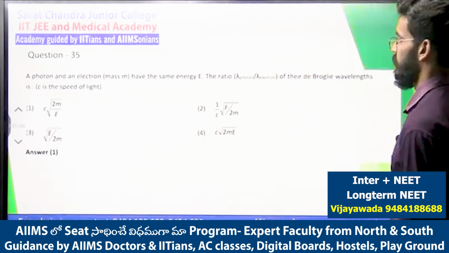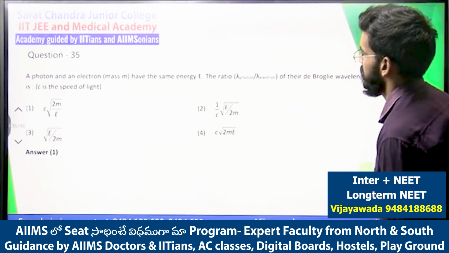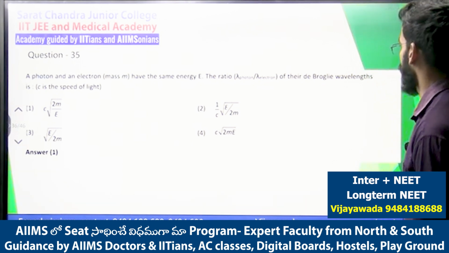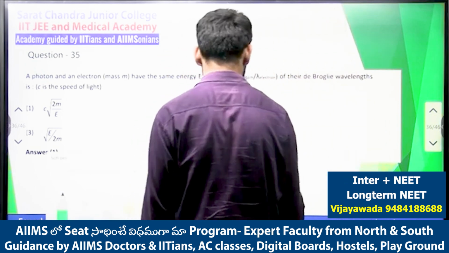Next, question 35. A photon and an electron have the same energy E. The ratio of their de Broglie wavelengths is, okay, de Broglie wavelength ratio.